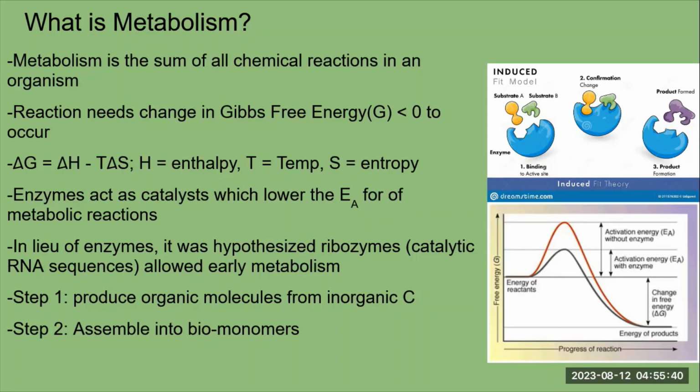Ribozymes can be produced from much simpler starting material than enzymes, but to get to that point, carbon dioxide first has to be reduced to produce organic molecules, and these have to be assembled into biomonomers, such as nucleotides, and then polymerized to form ribozymes. Here, we will explore how this might have happened.